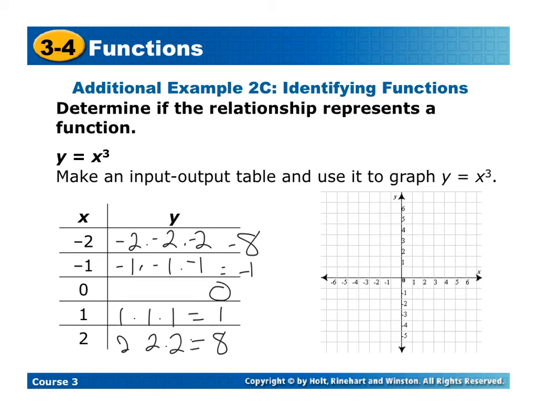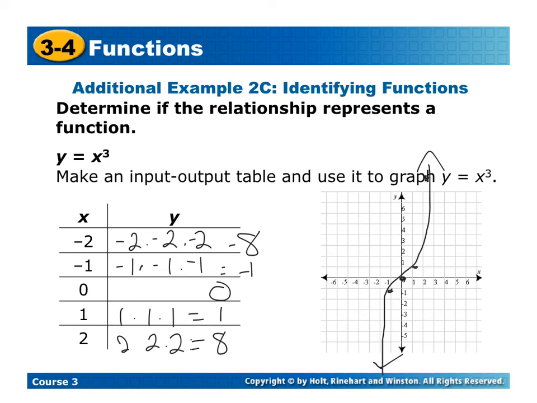So now I'm going to graph. I have -2, -8, which is actually off of our graph. And then we have -1, -1, 0, 0, 1, 1, and then 2, 8. So if you notice on this one, our graph kind of looks like that. Not quite linear, it kind of makes an S shape.